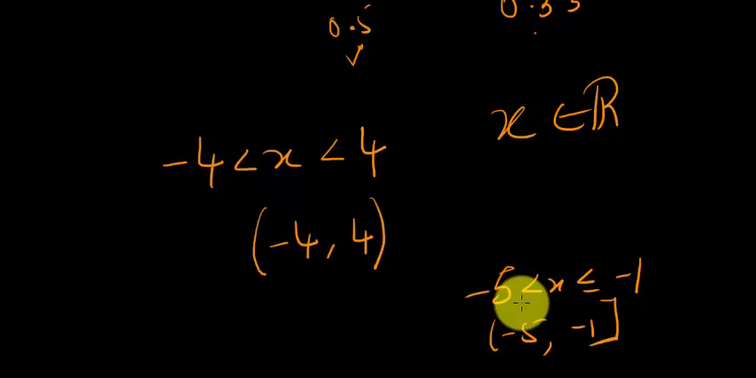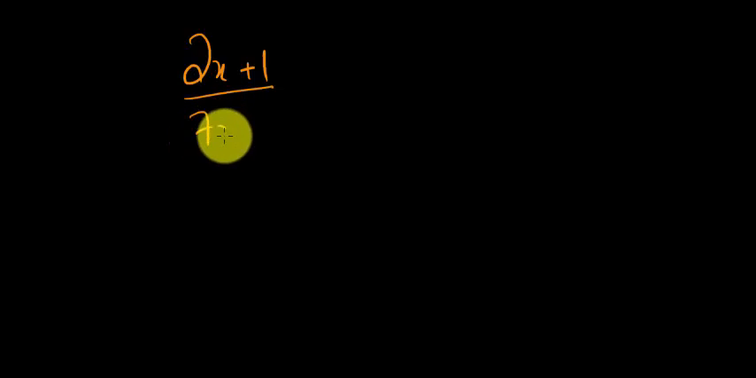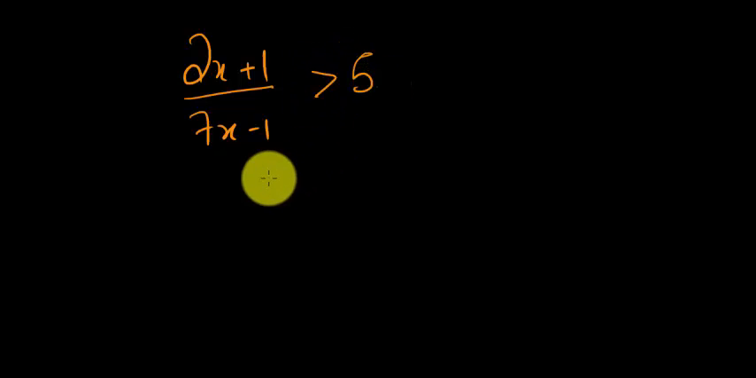Okay, I see a very interesting question here, and a very important question actually. Let's see how to solve this. Great. So what I have here is (2x + 1) divided by (7x - 5), and (2x + 1) divided by (7x - 5) is greater than 5. Now I need to solve this.